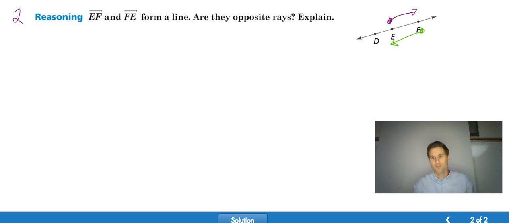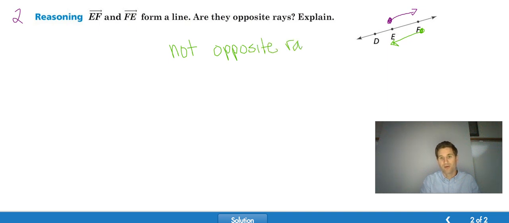Well, do they have a common endpoint? They do not. So these are not opposite rays. See, they would overlap. So no, or let's say not opposite rays. Opposite rays would have the same endpoint.